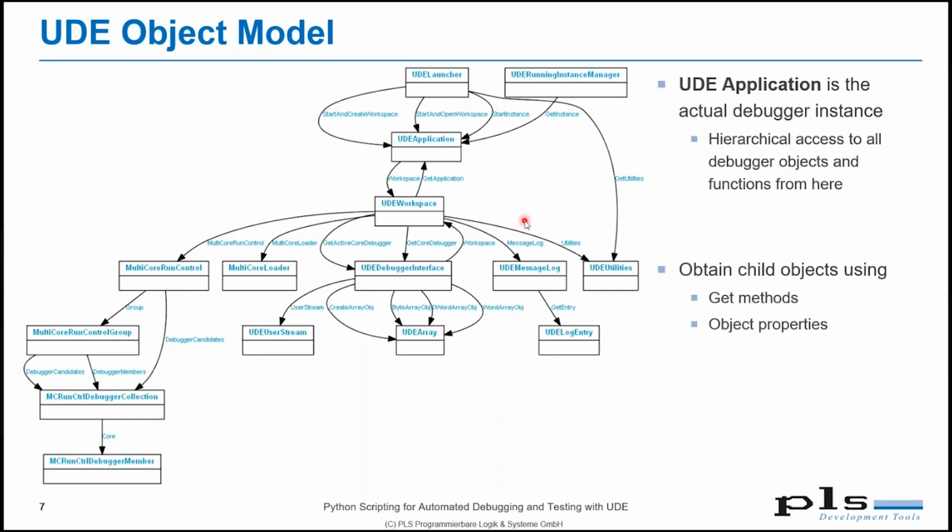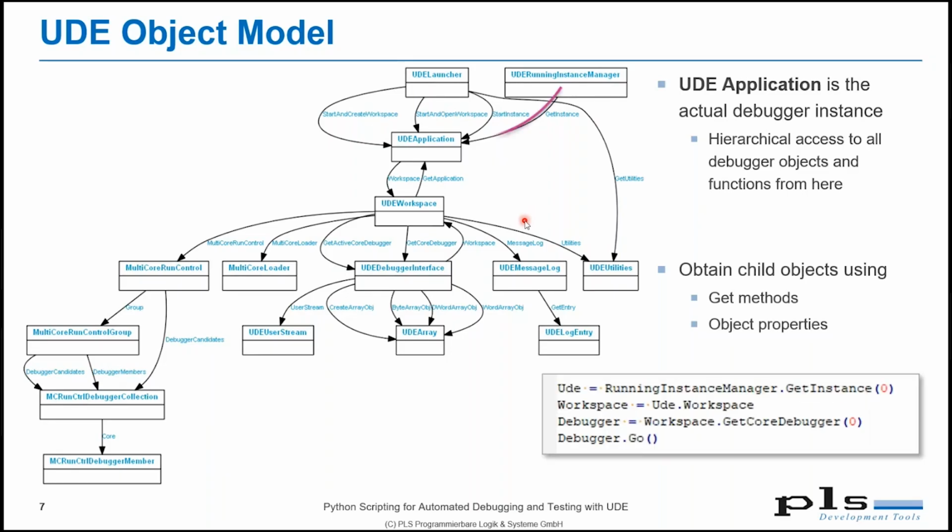So all the objects in the hierarchy provide get methods or object properties that you can use to obtain the next lower object in the hierarchy. And this is how it works. This is the essence of a script.